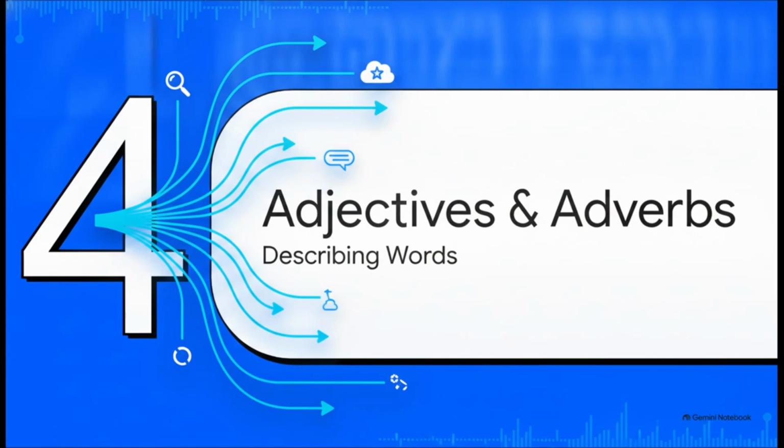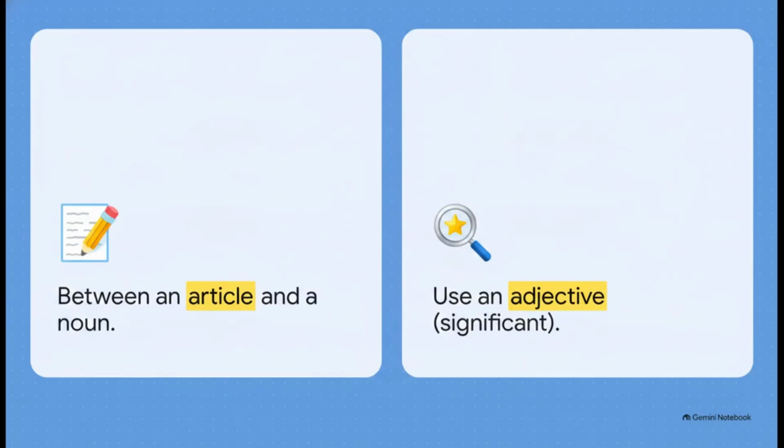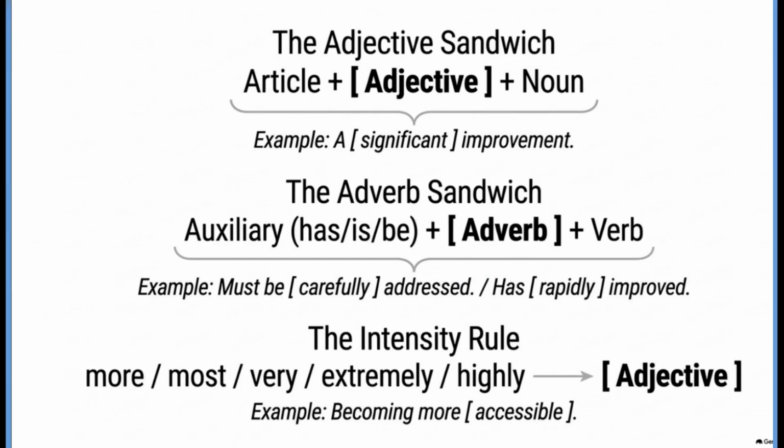Section 4. Adjectives, adverbs, and prepositions. Let's look at describing words and connecting words. An adjective describes a noun, right? Well, if a blank is squeezed right between an article like a or the and a noun, it's always going to be an adjective. Take the phrase a blank improvement.